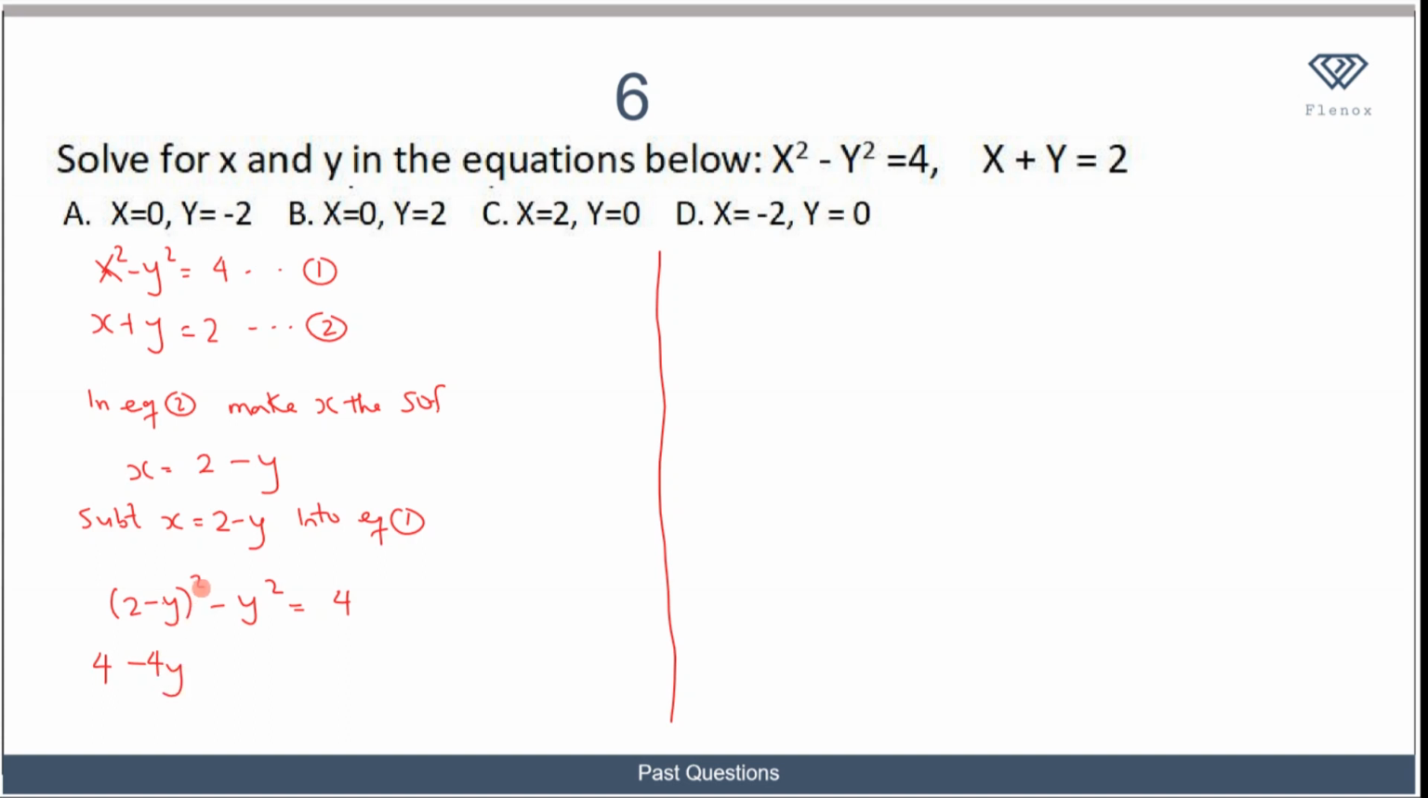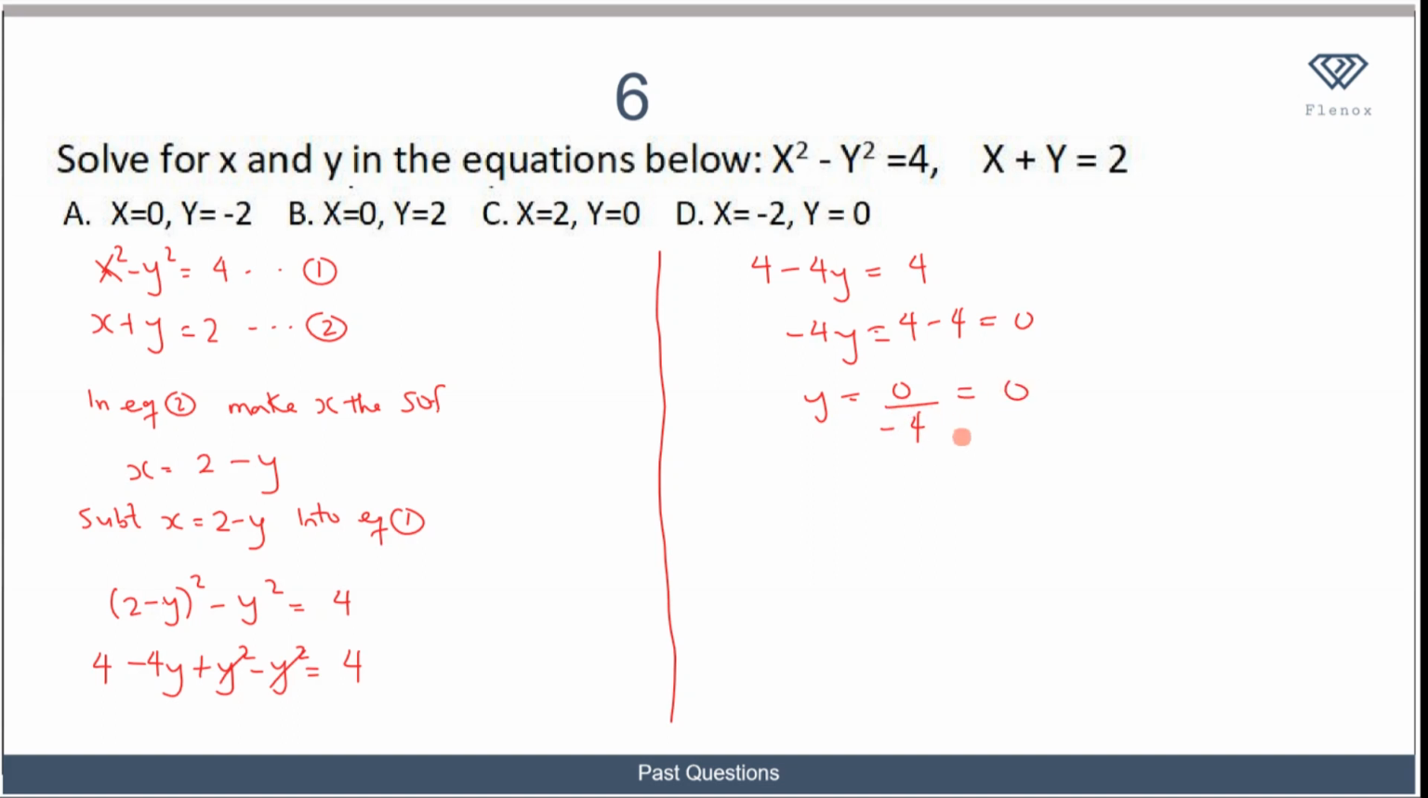And what is minus y squared? Minus y times minus y is plus y squared. We have plus y squared, then minus y squared is equal to 4. Here you can see that y squared cancels the minus y squared. So I'm left with 4 minus 4y equals 4. So minus 4y equals 4 minus 4, which is 0. So y equals 0 divided by minus 4, which is 0.